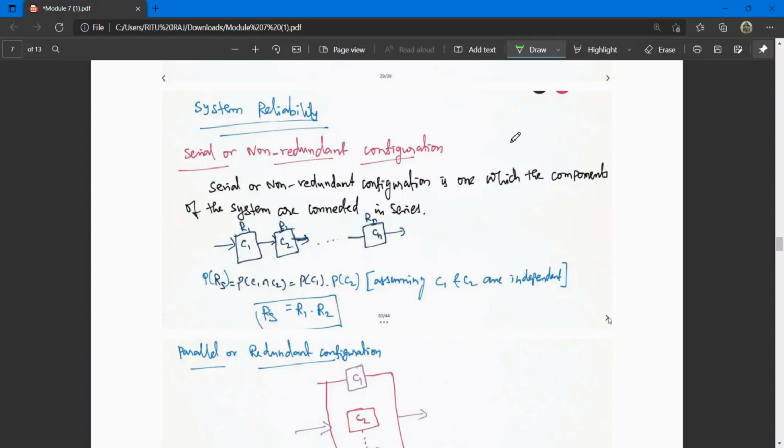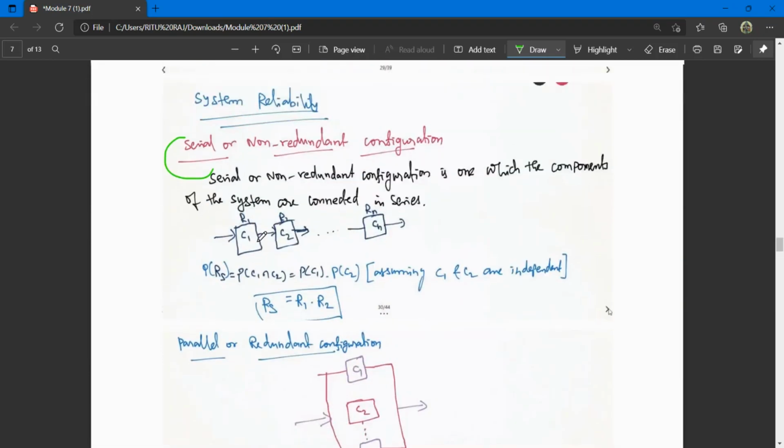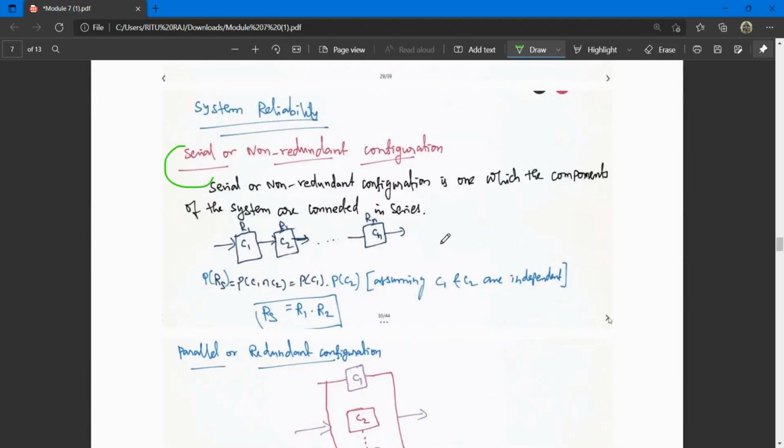Today we are going to see system reliability. There are two forms of system reliability. The first one is series, and the second one is parallel. So it is just like the circuit combination thing.